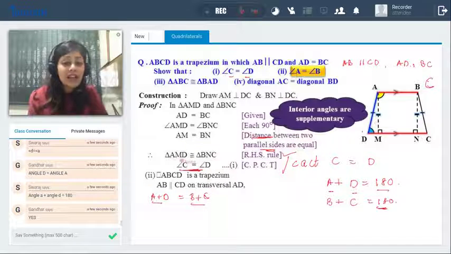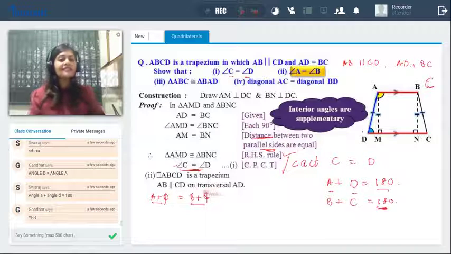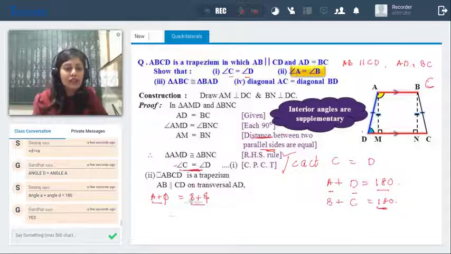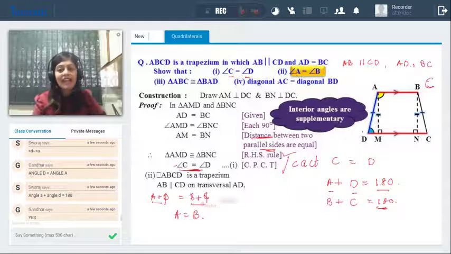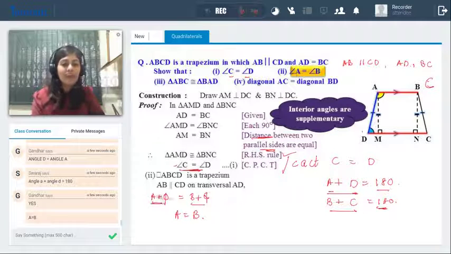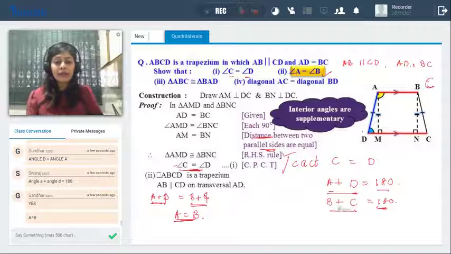But we had just now proved that C and D are equal. So can I strike out C and D? Since they are equal, C and D will cancel each other because they are on opposite sides of the equal to sign. And what remains? A equal to B. Yes, this is what remains. Since we have A plus D equal to 180, B plus C equal to 180, we have equated them, and D and C cancel each other. What remains is A equal to B. We have just got what we wanted. A equal to B. Yes, is that okay, students?